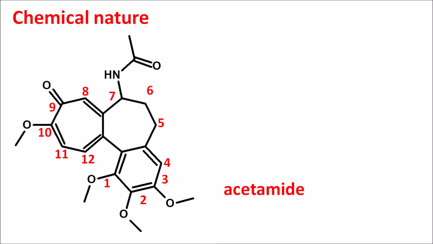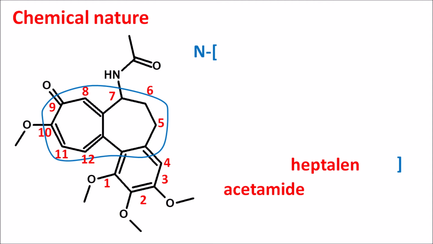Now on the nitrogen of this acetamide, this entire ring is attached, so we can write this as N dash. Now what is the name of this ring? Here we can observe these two are the 7-member rings which are fused. So this is nothing but heptadiene. This heptadiene is fused with the benzene by first position. So benzo-a-heptadiene is the ring system present in colchicine. This benzo-heptadiene is attached by the 7th position to the acetamide, so we can write this as 7-yl.